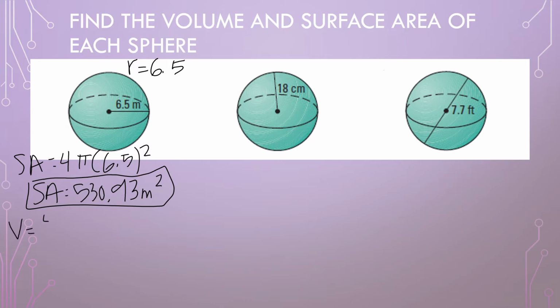So for volume, we have 4 over 3 pi r cubed. Make sure to put that in your calculator with parentheses. So for the 4 over 3, you need to put that in parentheses. Or if you're using the yellow calculator, you can do the fraction button. But put all of that in your calculator and you get 1150.